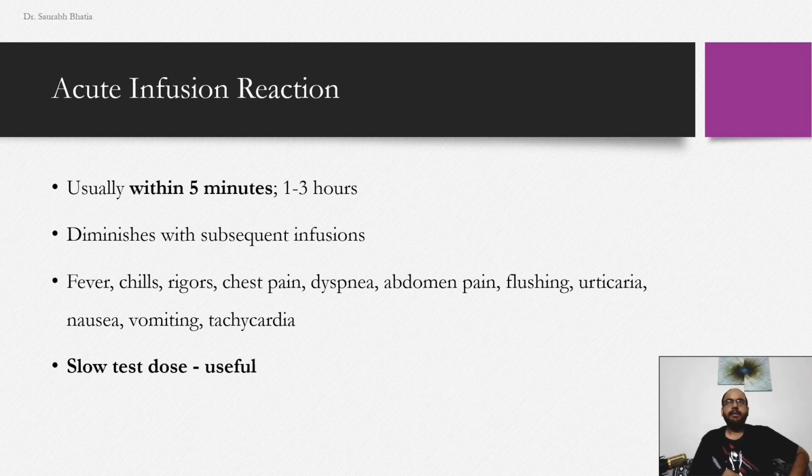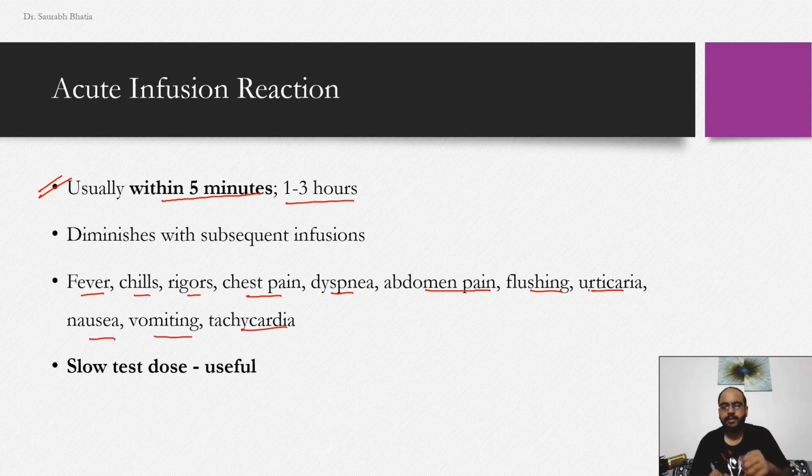The acute infusion reaction is a very important reaction for amphotericin B. It usually occurs within the first 5 minutes of starting infusion and can occur within the first 3 hours, usually within the first 5 minutes. It includes fever, chills, rigors, chest pain, dyspnea, abdominal pain, flushing, urticaria, nausea, vomiting, tachycardia, all sorts of infusion reactions. It decreases with subsequent infusion. That means if a person has had a little bit of infusion reaction with the first infusion of amphotericin B, the subsequent infusion would be better.